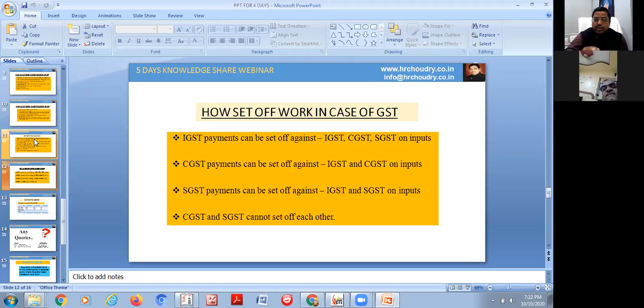IGST can be adjusted with CGST and SGST, as well as CGST can be adjusted with IGST and CGST, as well as SGST, you can adjust. Along with that, IGST also you can adjust. CGST you cannot adjust with SGST and SGST cannot be adjusted with CGST. There is no inter set off of CGST and SGST.